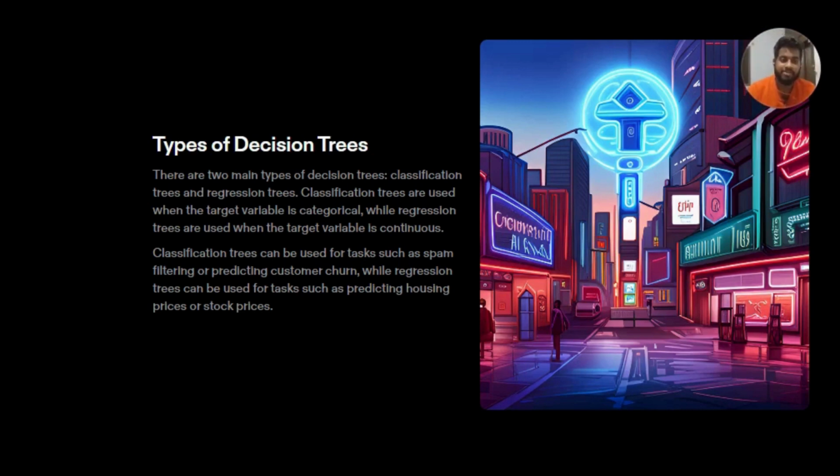As we have understood the fundamentals of a decision tree, let's look at the types of decision trees. There are two main types: classification trees and regression trees. Classification trees are used when the target variable is categorical, while regression trees are used when the target variable is continuous. Classification trees can be used for tasks such as spam filtering or predicting customer churn, while regression trees can be used for tasks such as predicting housing prices or stock prices.